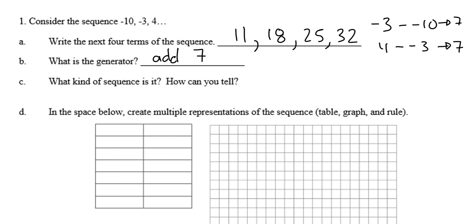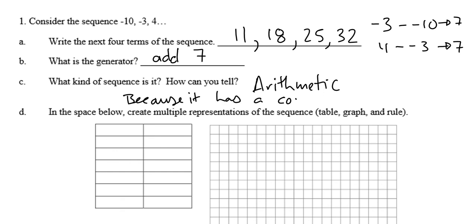What kind of sequence is it? How can you tell? Well, the sequence is arithmetic, and I can tell because it has a common difference. The difference between each successive term is 7.